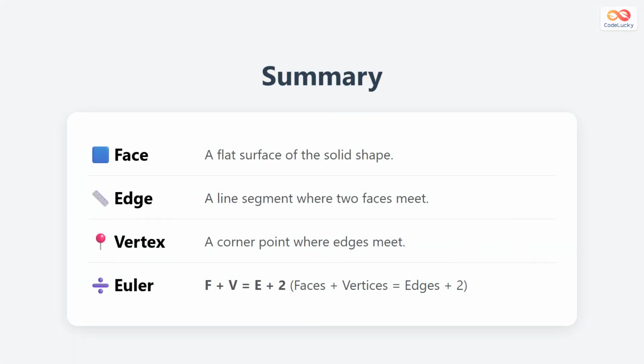Let's recap what we learned. A face is a flat surface. An edge is a line where faces meet. A vertex is a corner point, and Euler's formula connects them all. Faces plus vertices equals edges plus 2.